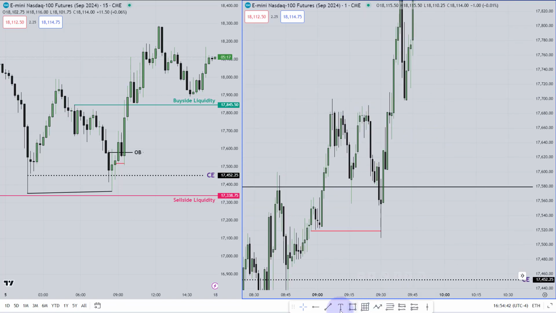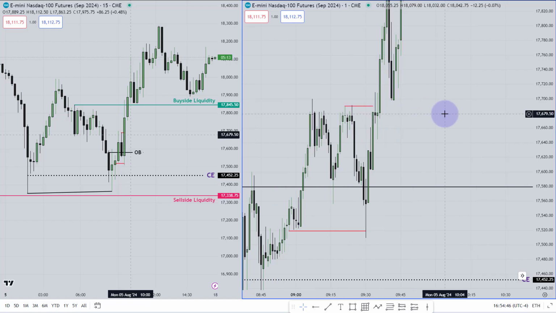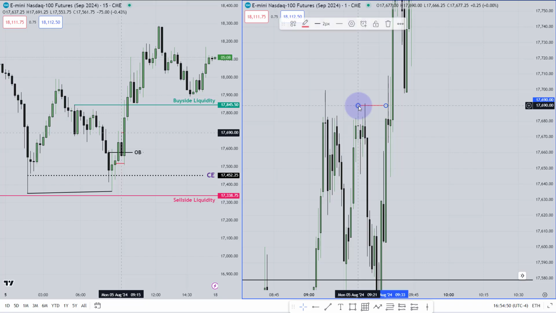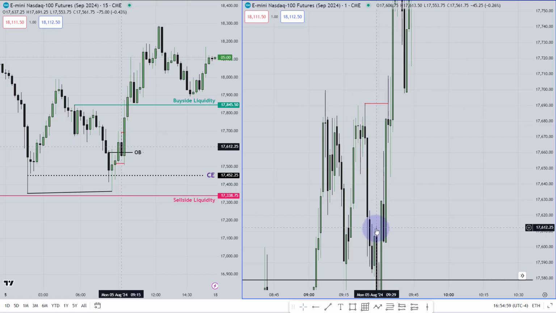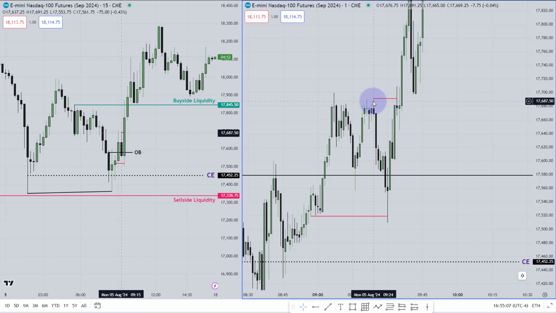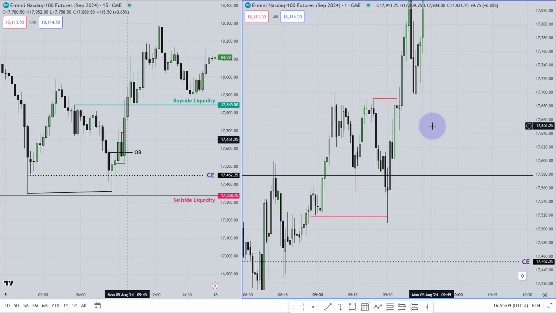Here is a problem. What is that problem? This high and that high, they are also relatively equal highs. If you take a closer look, this high is actually independent, which is also valid for shifting market structure. Why? Because it has a swing high on its left, which is lower than that. It has a swing high on its right here, which is lower than that. So this is a valid swing high for shifting market structure. This is a valid high again for shifting market structure.